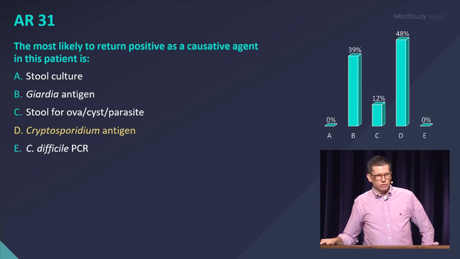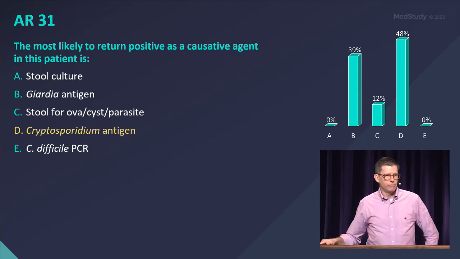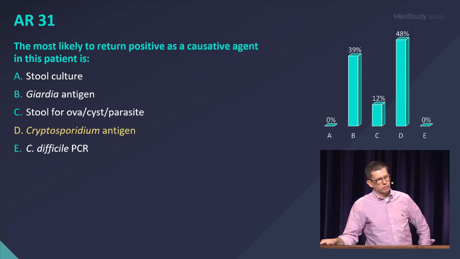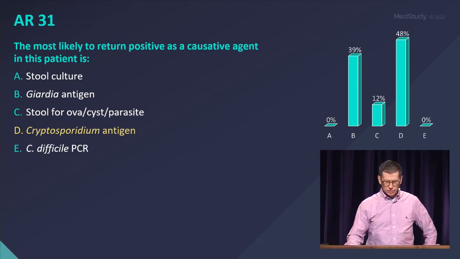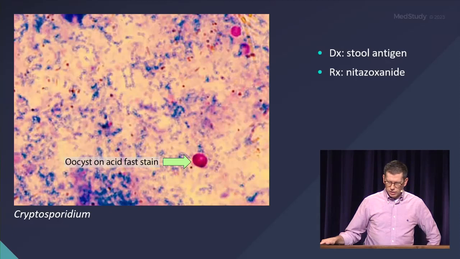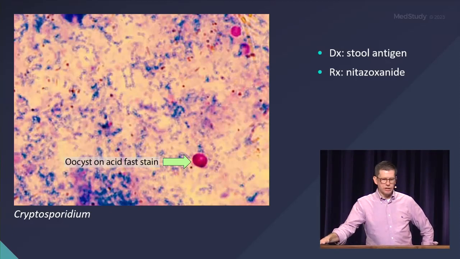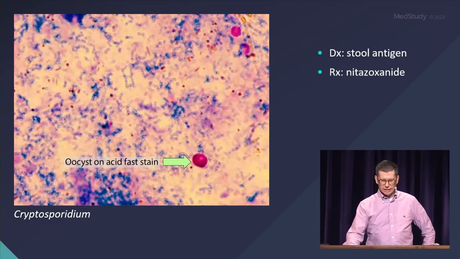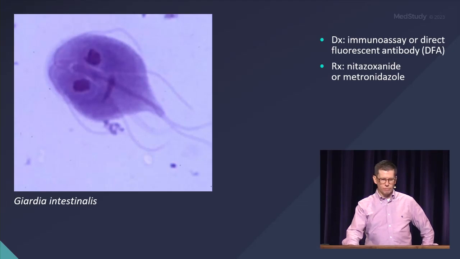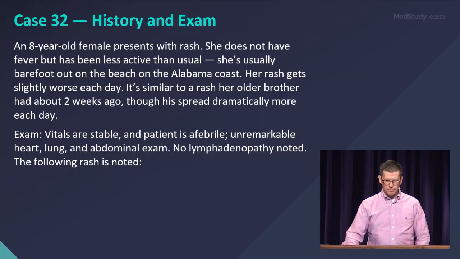Giardia, you're going to be more in nature. You're going to see rivers and streams. That's really the main epi that's going to distinguish that from cryptosporidium. Cryptosporidium is going to be you went to your community pool and got diarrheal illness due to crypto. So that's really the main differences. So the stool antigen is the diagnostic test for cryptosporidium. We treat with nitazoxanide. And then Giardia is usually a DFA or an antigen test, and we treat with either Metro or nitazoxanide.